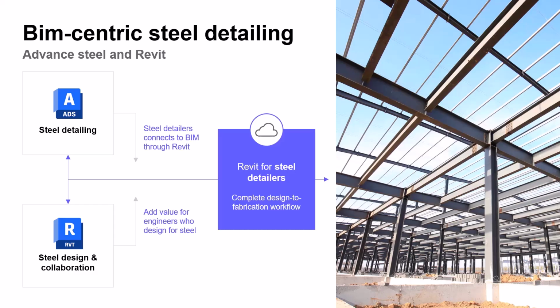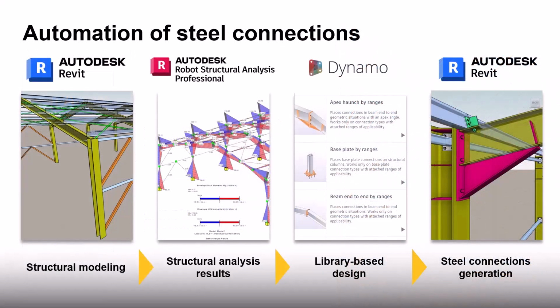You can use it to model steel parts and create drawings and CNC files. Revit focuses on steel design and collaboration. It supports analytical models for analysis, physical models for coordination, and design documentation. We are now putting our efforts into Revit to make it a full design to fabrication solution. So here we combine several Autodesk tools in one workflow.